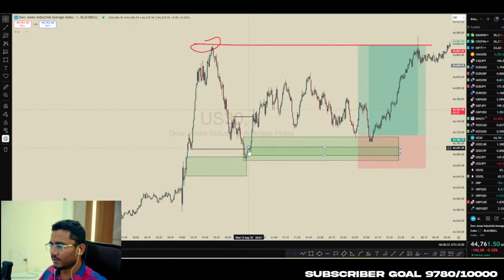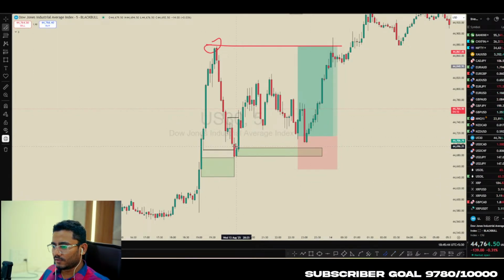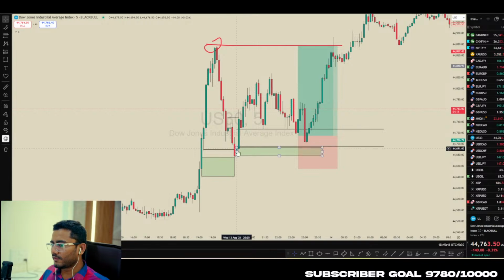We have a new imbalance. Here, price did not fulfill this imbalance. If you look at 5 minutes, a lot of people will think that price reacted based on this imbalance and price never tapped our order block. But actually, this is our order block and not this one.